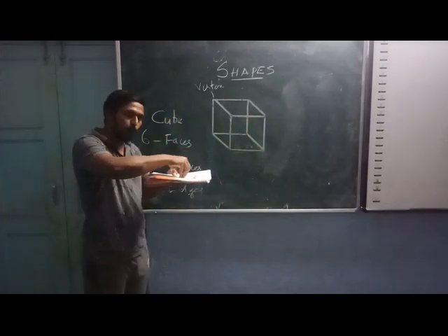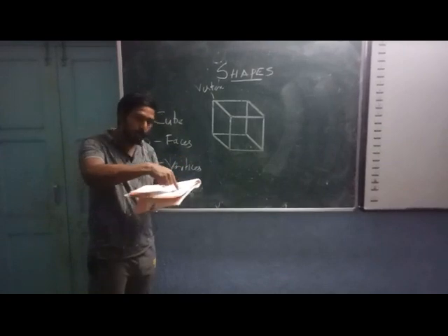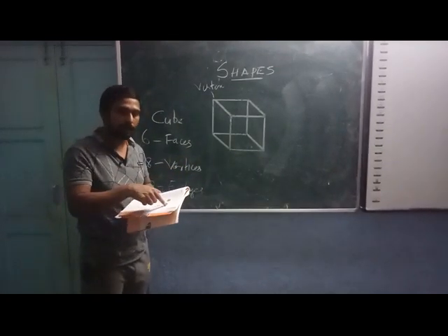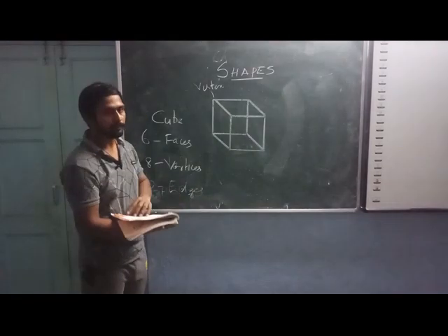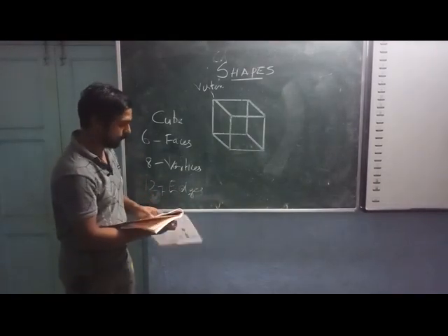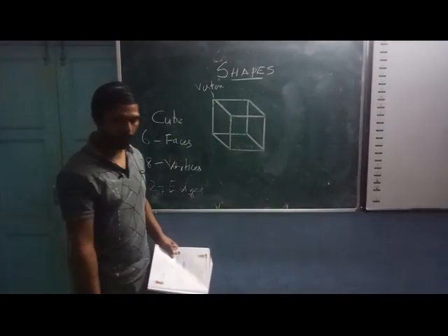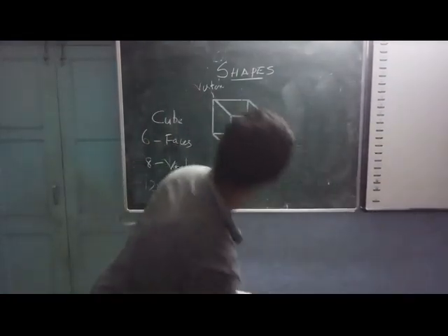If you place a cube on a paper and draw around it, you will get a square. Okay, you get an exact square. So now we are going to learn the next shape, that is called cuboid. Okay, so now we will see what is a cuboid.